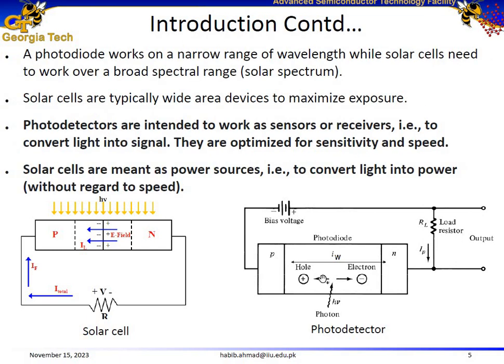So photodetectors are intended to work as sensors or receivers. That's why they are optimized for sensitivity and speed. While solar cells are meant as power sources, the goal in case of solar cells is to convert light into electrical power. We don't really care about speed in case of solar cells.